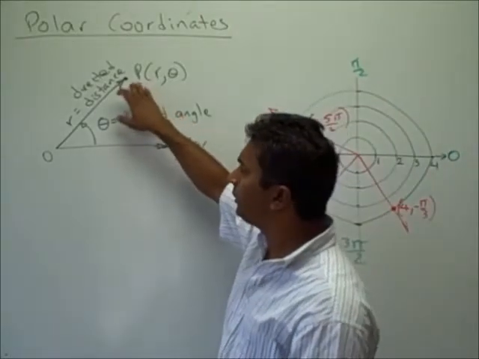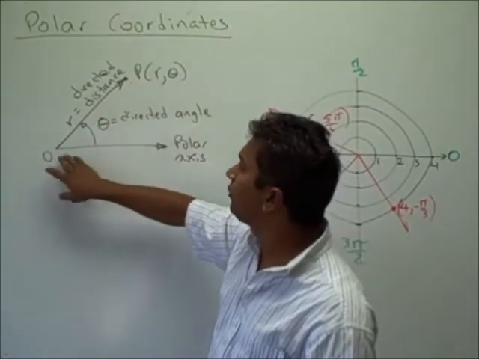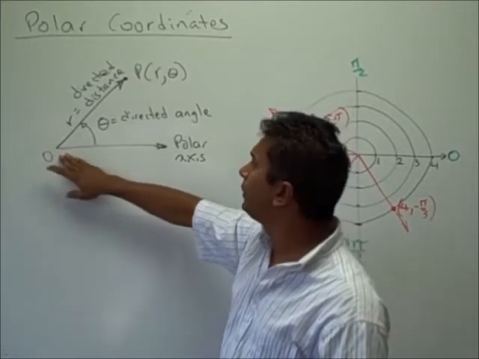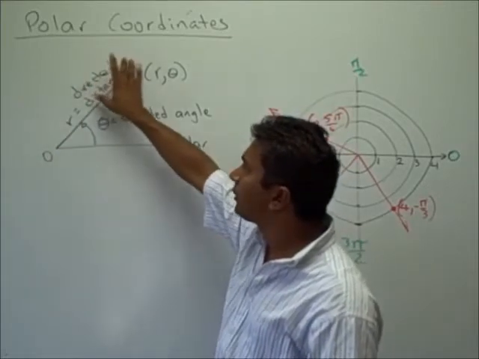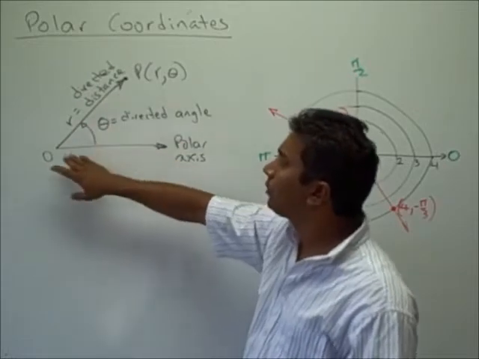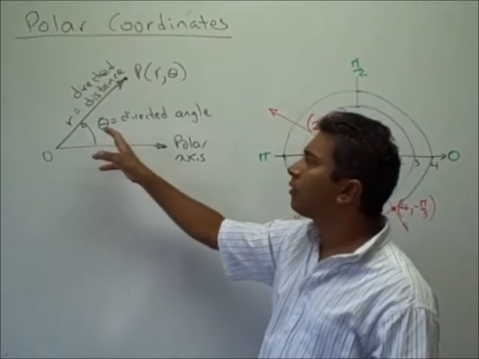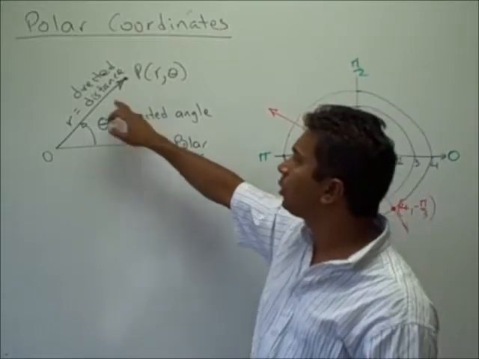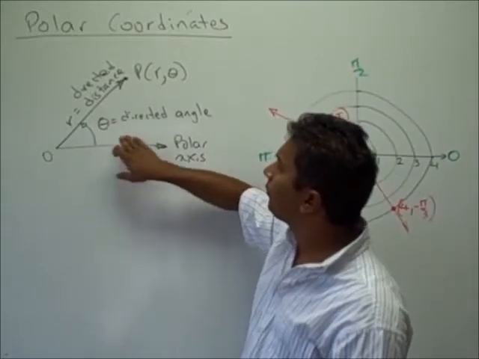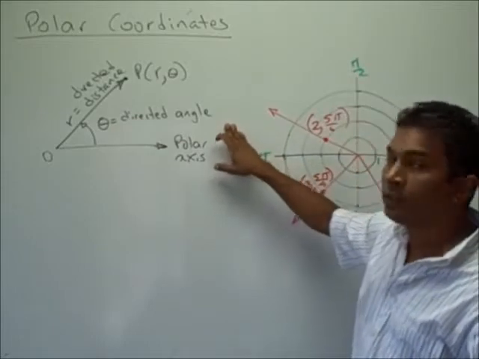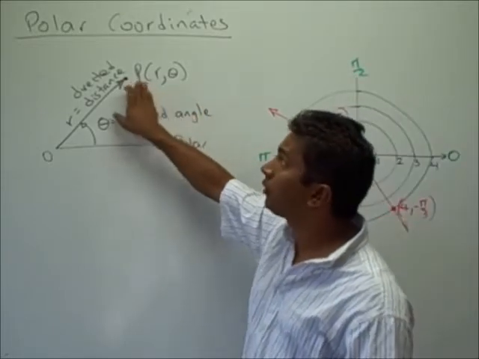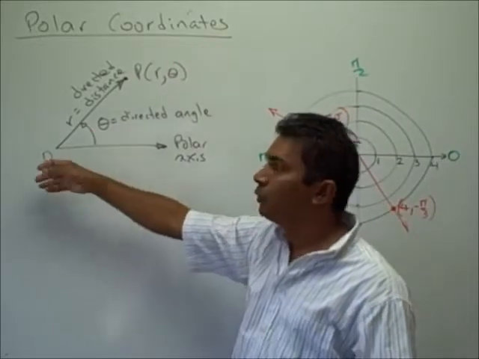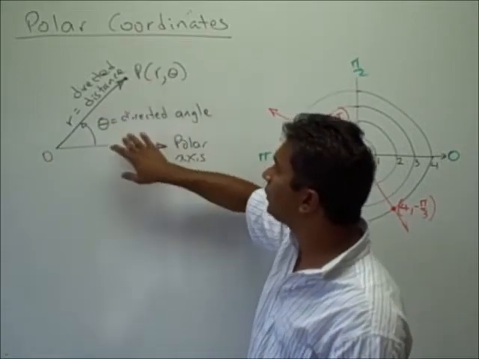Our point P is our distance from our origin or from our pole. And this is our directed distance from our origin. Theta, our angle, is the angle from our polar axis to the terminal side. So theta is also our directed angle. To locate our point P in our polar coordinate system, we use the radius r and we use our angle theta.